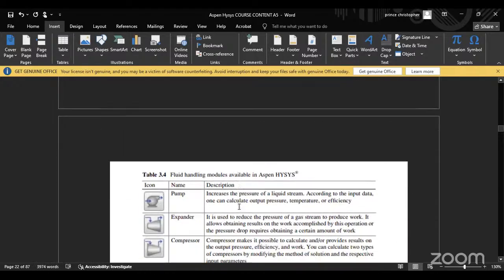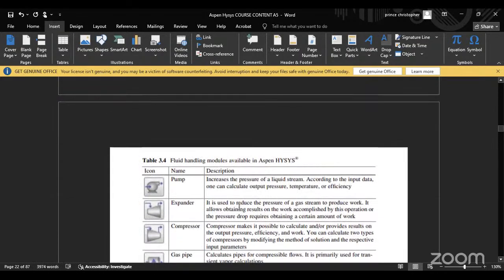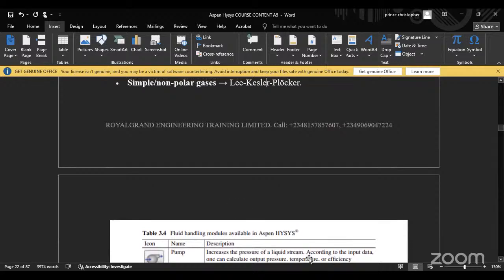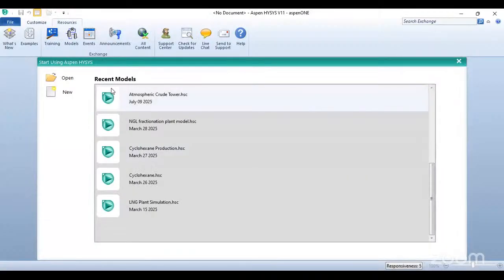So in our next class, I'm going to introduce you to Aspen HYSYS, its interface, and the Aspen HYSYS simulation software. Our next class is going to be on Wednesday at 8:30 p.m.